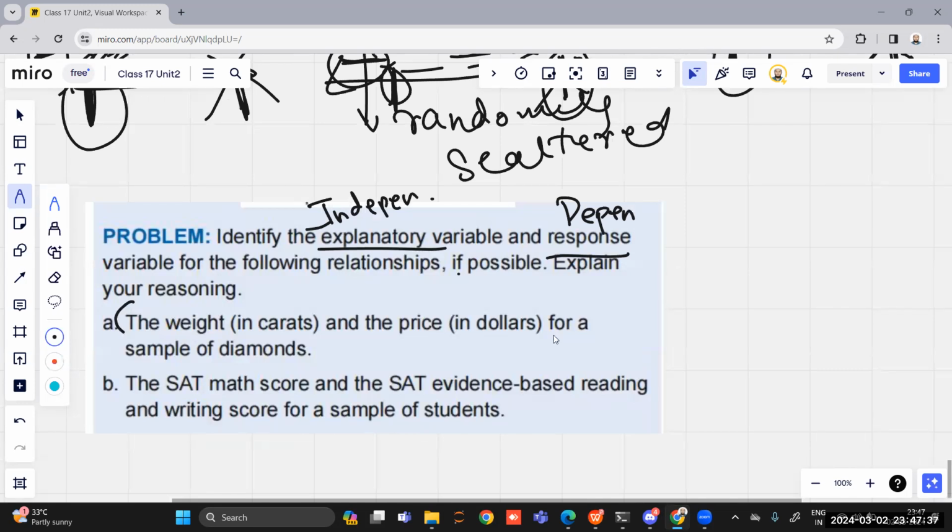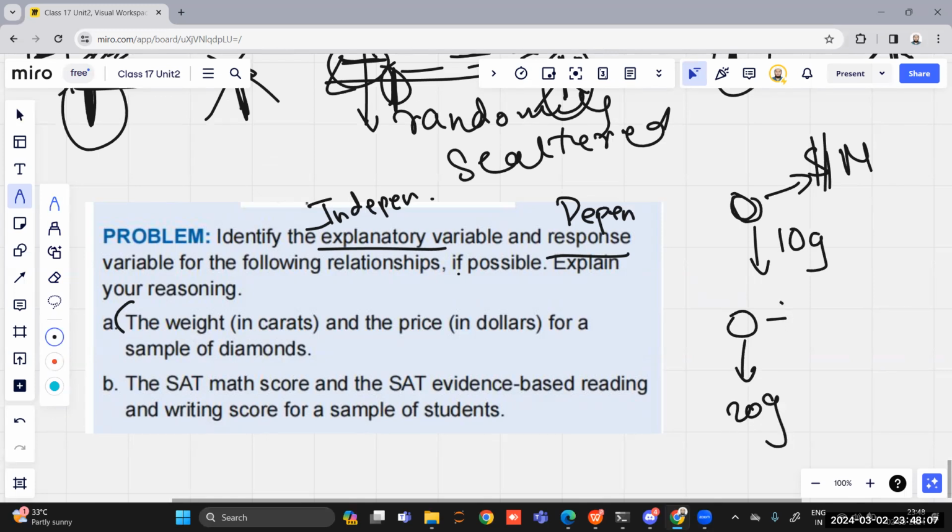The weight in carats and the price in dollars for a sample of diamonds. For example, there is a diamond, and its weight is, for example, 10 grams. Its rate will be, let's say, $1 million. For example, the second diamond is of 20 carats. So what will its rate be? Will its rate increase or decrease?